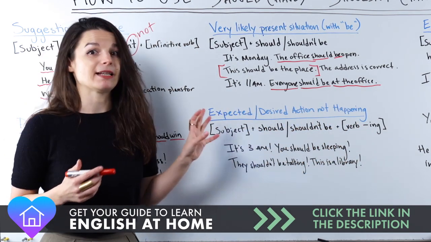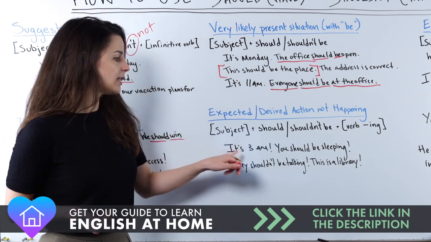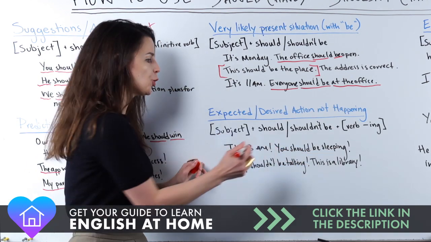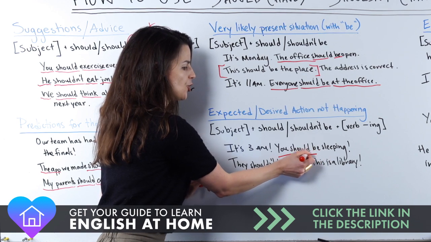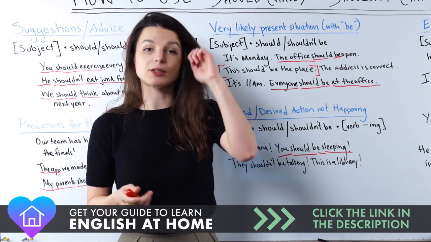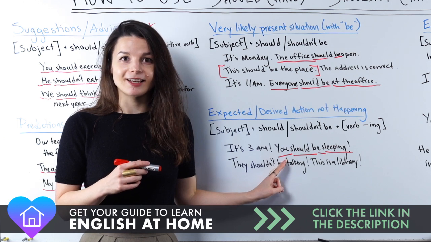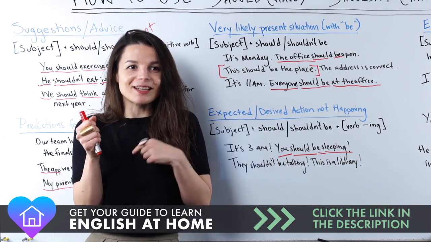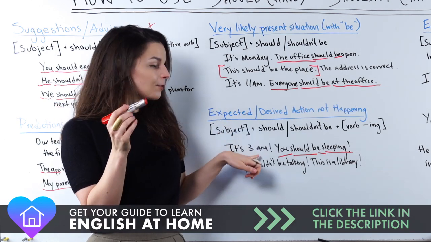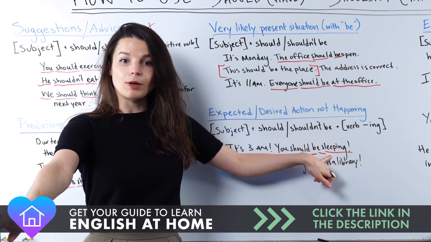Let's look at some examples of this. First, it's 3 a.m. So 3 a.m. means 3 in the morning. You should be sleeping. Subject you, should be, verb in the ing form. You should be sleeping. That means the listener is not sleeping. This is something parents say to kids. Like the kid is up reading late at night, and that was me when I was little. The parent finds the kid, like, oh, it's 3 a.m. You should be sleeping. So this means the kid is not sleeping.